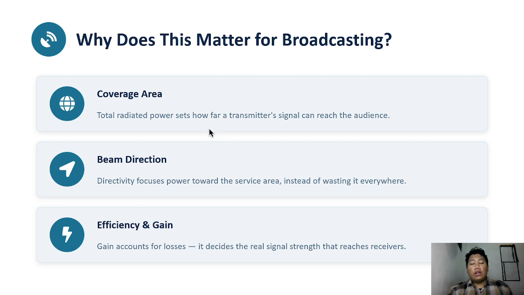So you might be wondering why all of this matters for broadcasting. Well, three big reasons. First, total radiated power determines your coverage, so how far your transmitted signal can actually reach the audience. Second, directivity lets you focus that power towards your service area instead of wasting it in every direction, which is something we don't want to do. And third, gain factors in efficiency and losses, so it tells you the real signal strength that reaches the receiver. That's why these calculations really matter for anyone working in broadcasting.